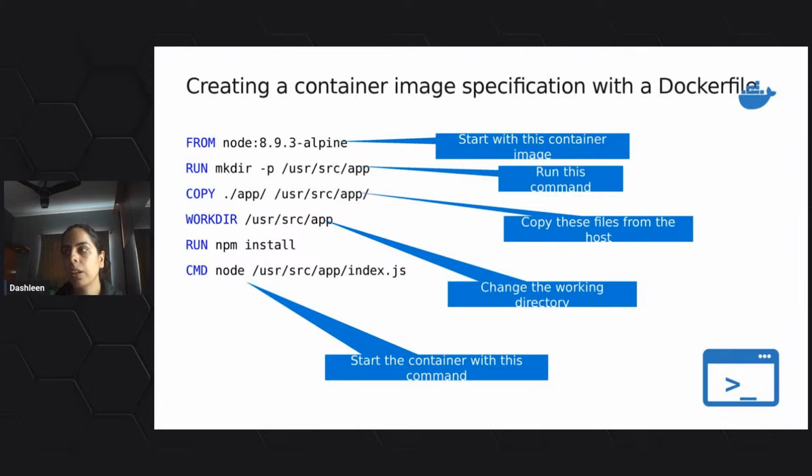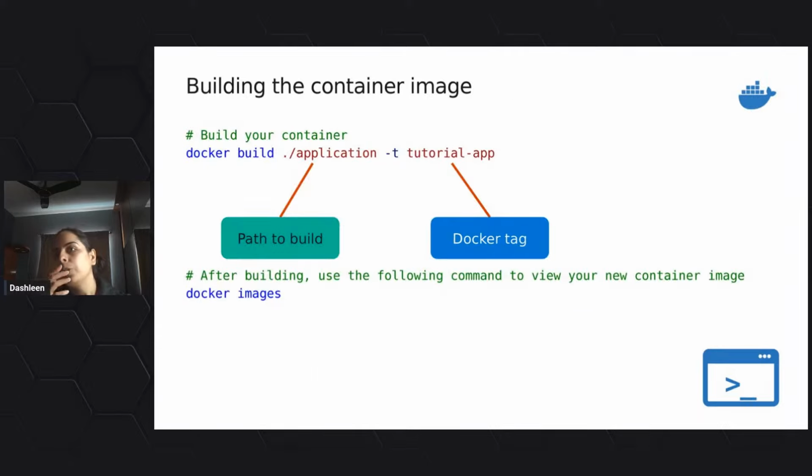Okay. Now, to build this container image, we use docker build, the application, the path to build the image, and the tag associated with it. After building, we can also run the command docker images to view our new container image.